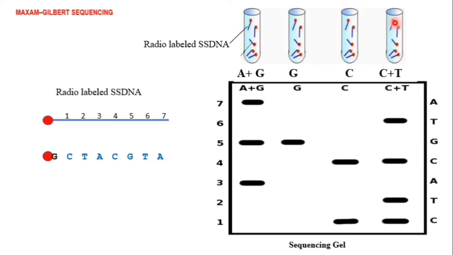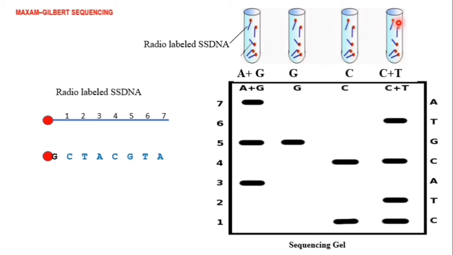After the chemical treatment of these 4 tubes, we load the samples in a polyacrylamide gel to separate the different DNA fragments. Then we expose the polyacrylamide gel for autoradiography, because this DNA is radiolabeled, which is why it gives the autoradiograph.